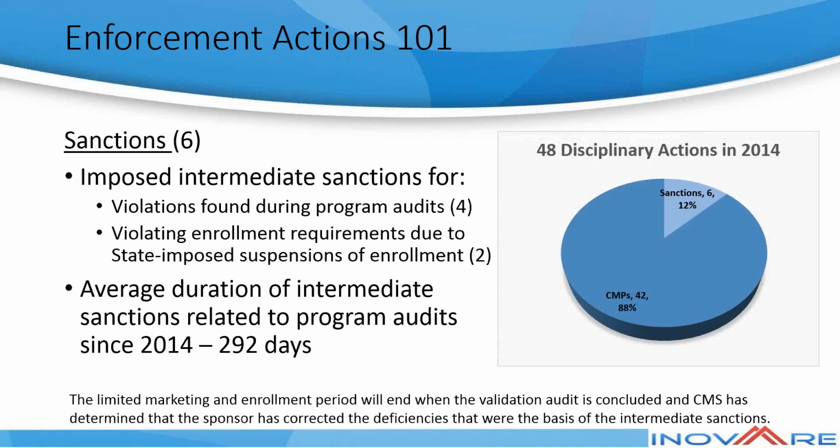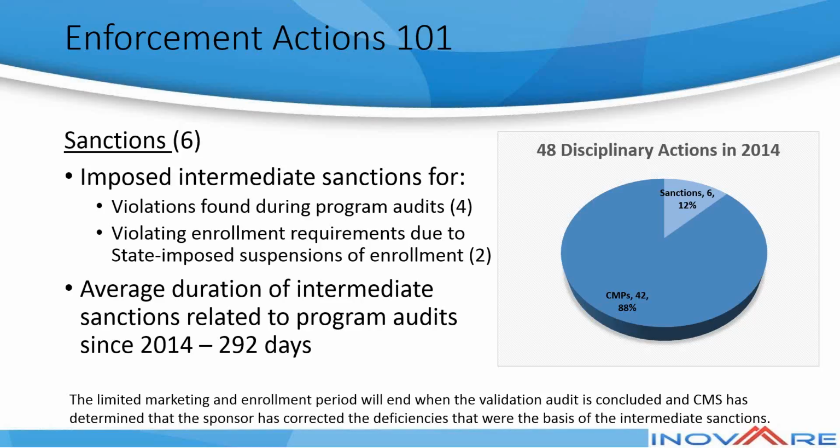Sanctions imposed were 6. Violations found during the program audits were the result of 4 of them. Violation of enrollment requirements due to state-imposed suspensions of enrollment, that was 2 of those. The average duration has been about 292 days for these sanctions. The limited marketing and enrollment period will end once CMS validates that the corrective action has taken place and determines that the sponsor has corrected the deficiency.